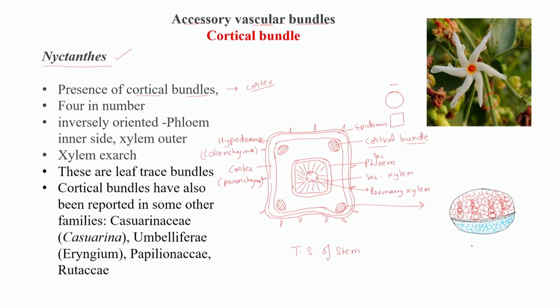So you can see here, suppose this is the pith region, this is the lower side, and on this side you will have the epidermis. So what you can see, this is the phloem, okay, and this is the xylem. But in this case also you can see that the lower one is metaxylem and the upper one is protoxylem. So this condition is exarch condition, okay.